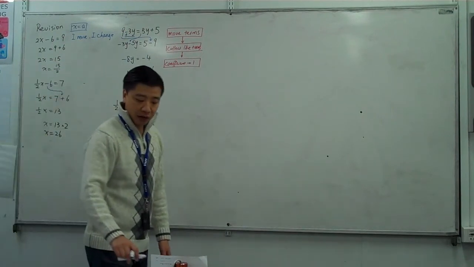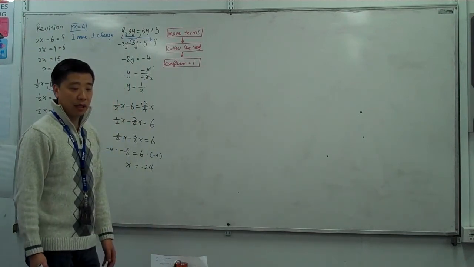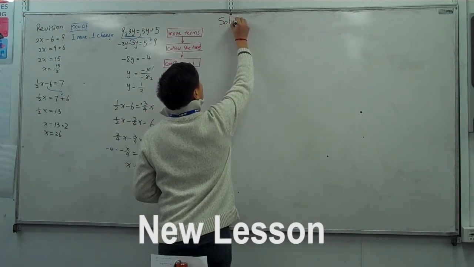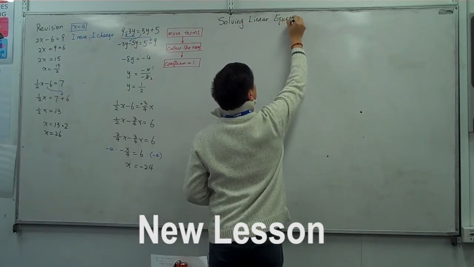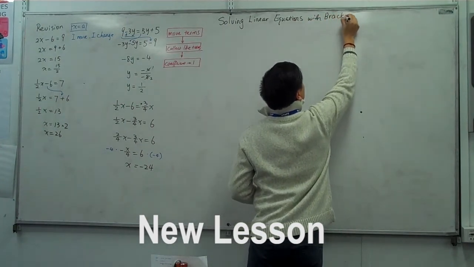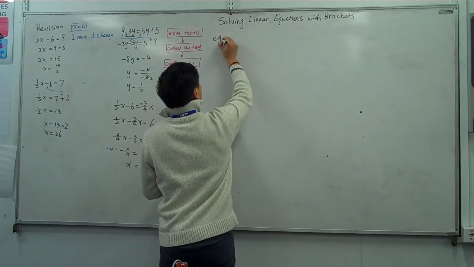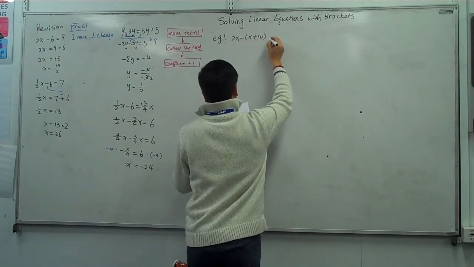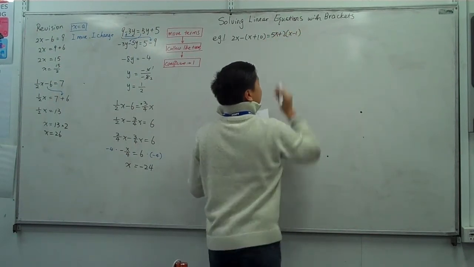And also, when we have complex questions, more steps will be involved. Now, today, let's have a look at solving linear equations with brackets. Okay, let's have a look at this question. Example 1: 2x take away x plus 10 equals 5x plus 2, x take away 1.